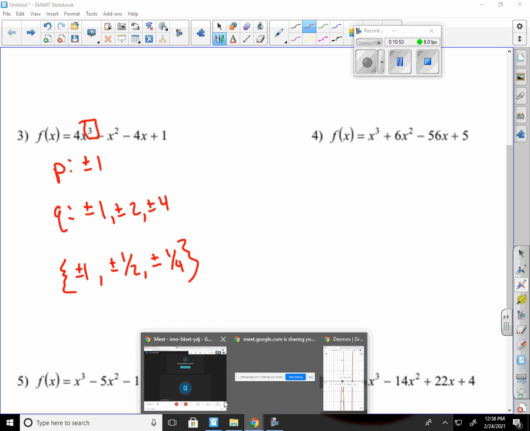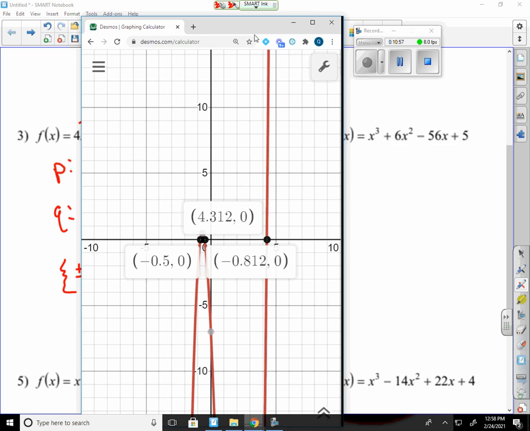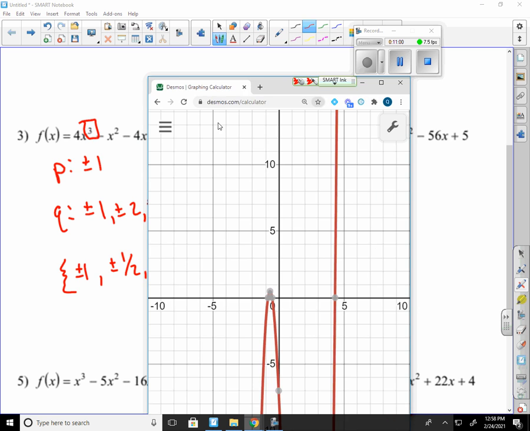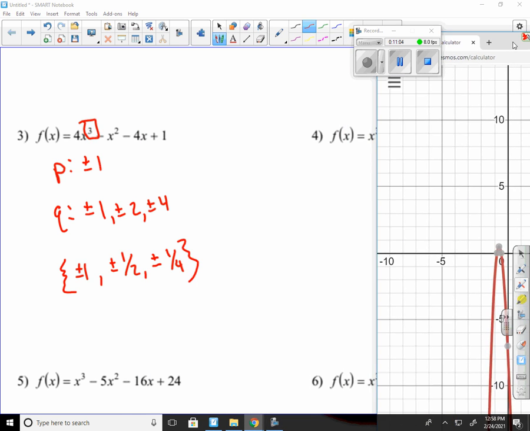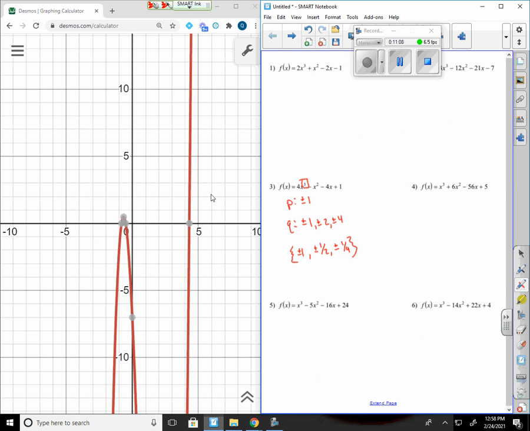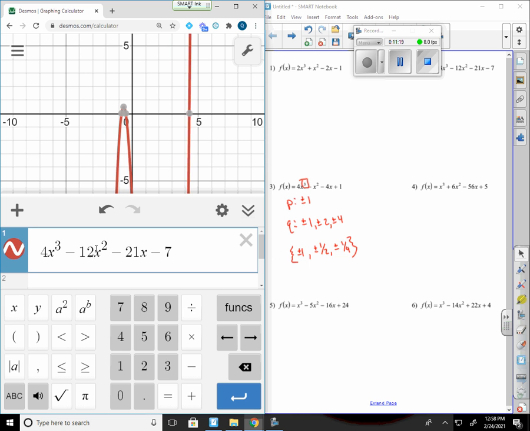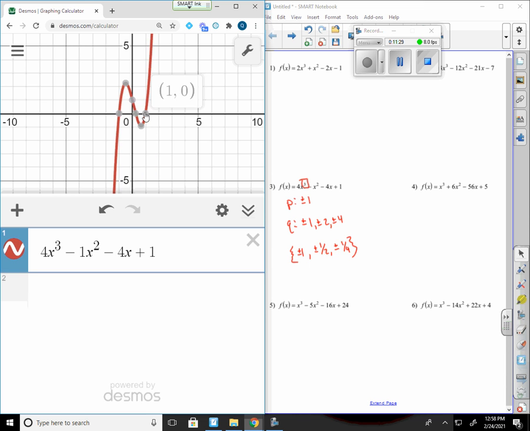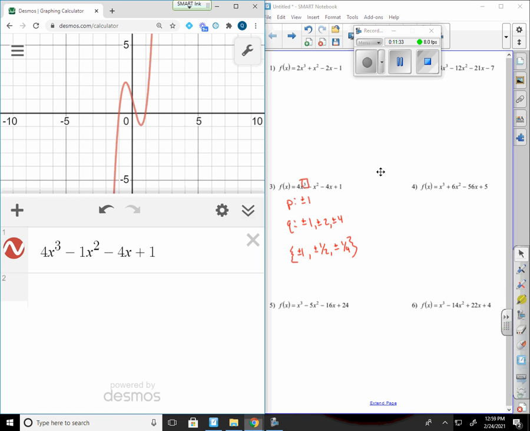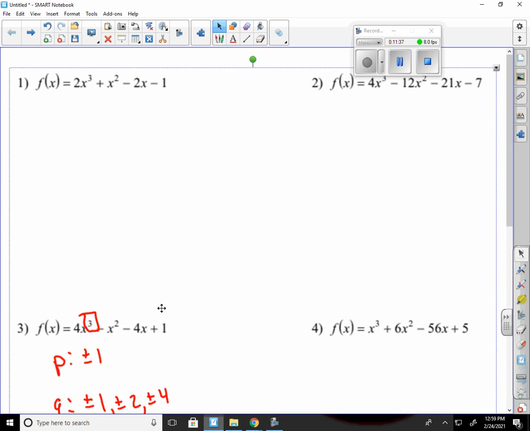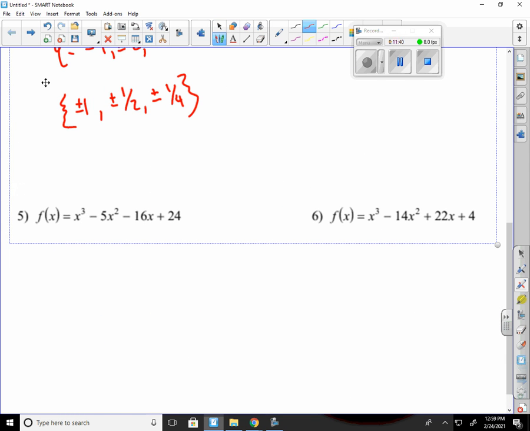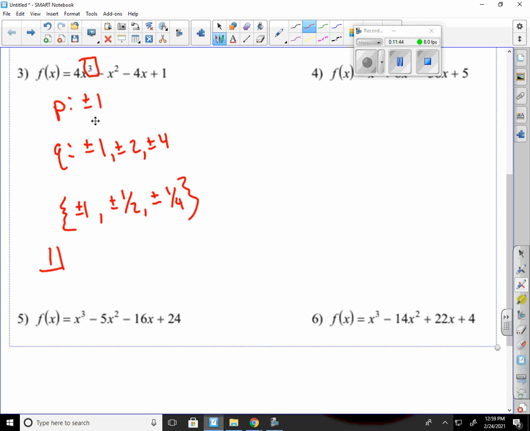Plug this equation into Desmos. X cubed minus x squared minus 4x plus 1. Look at my graph. I have 1, -1. Let's find out which one it is. I told you, you can use the graph to do your first one. So I'm going to go with 1 because 1 is easy to multiply out and divide.